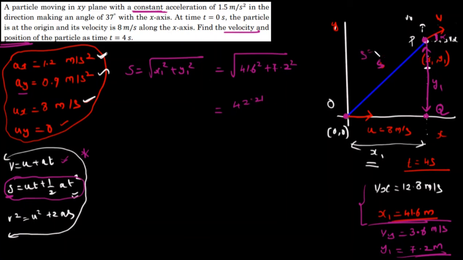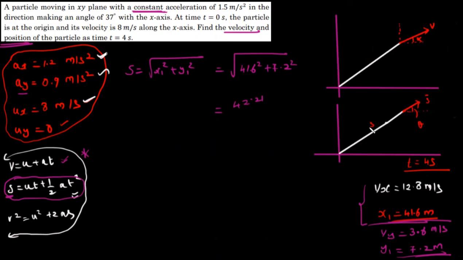So s is equal to 42.21 meters, of course. Now what about theta then? Theta is nothing but the displacement vector's angle. So let me show you here. This is the displacement vector, the S vector, and this angle theta.